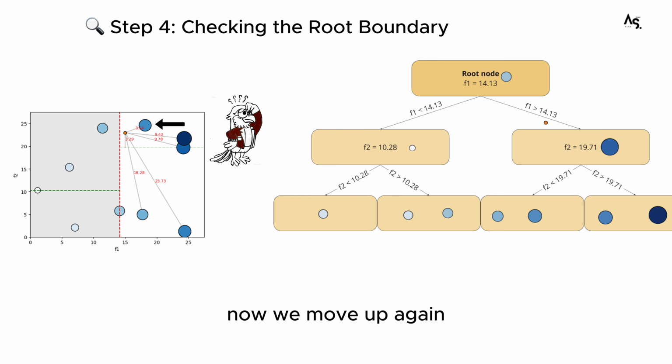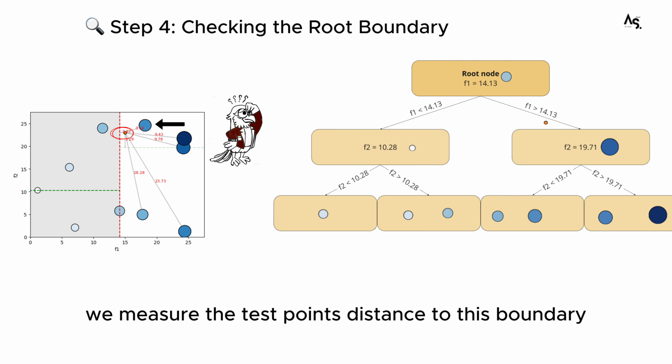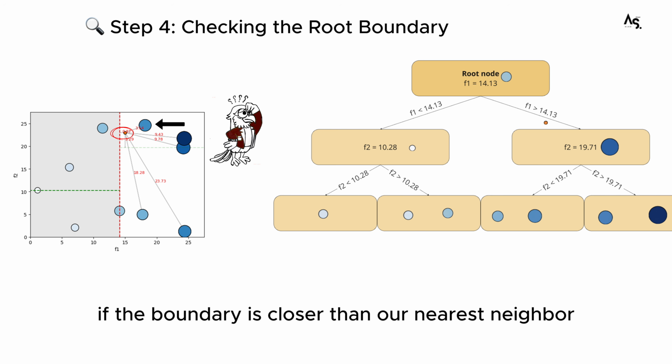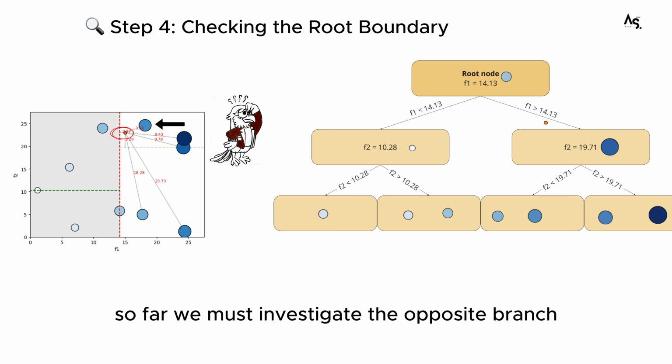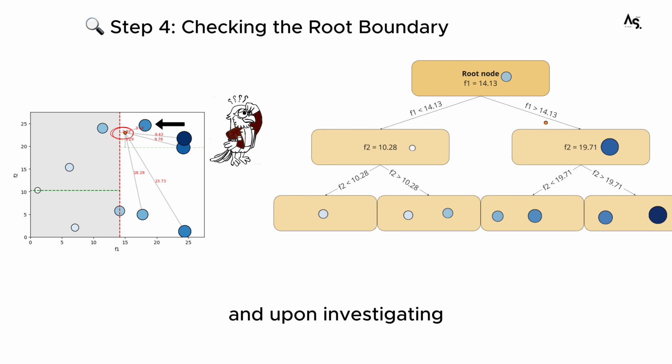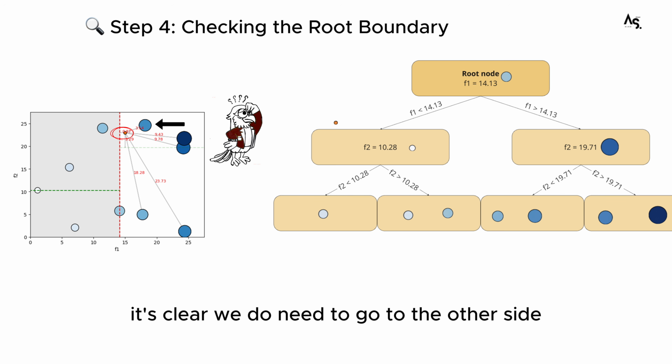Now we move up again, reaching the original split at the root node, feature F1. We measure the test point's distance to this boundary. If the boundary is closer than our nearest neighbor so far, we must investigate the opposite branch, and upon investigating, it's clear we do need to go to the other side.